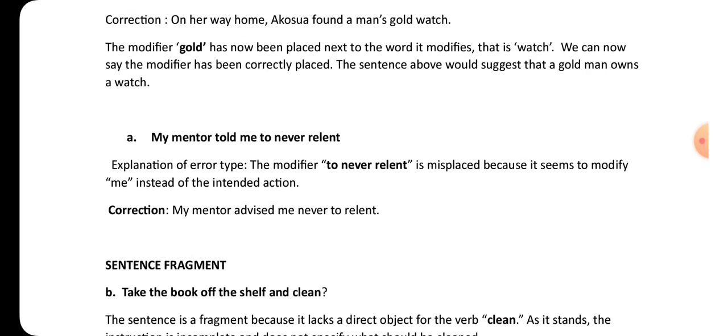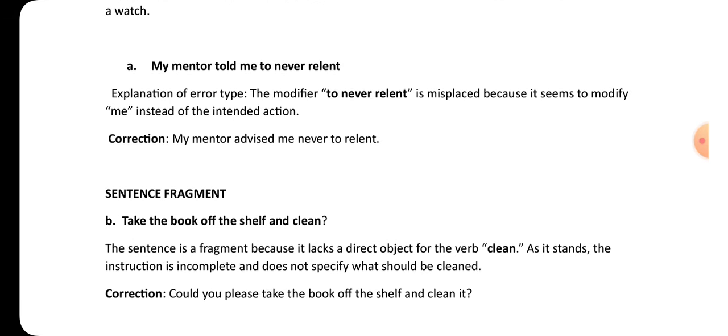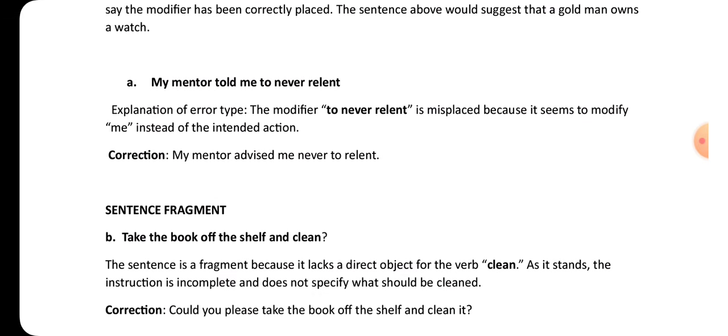Now let's look at the example that they gave to the regular student in the exams. They said that my mentor told me to never relent. My mentor told me to never what? Relent. Can you drop the answer based on what we did? If you know, please drop the answer under the comment section and let me see before I even solve it. So this is how we go about it.